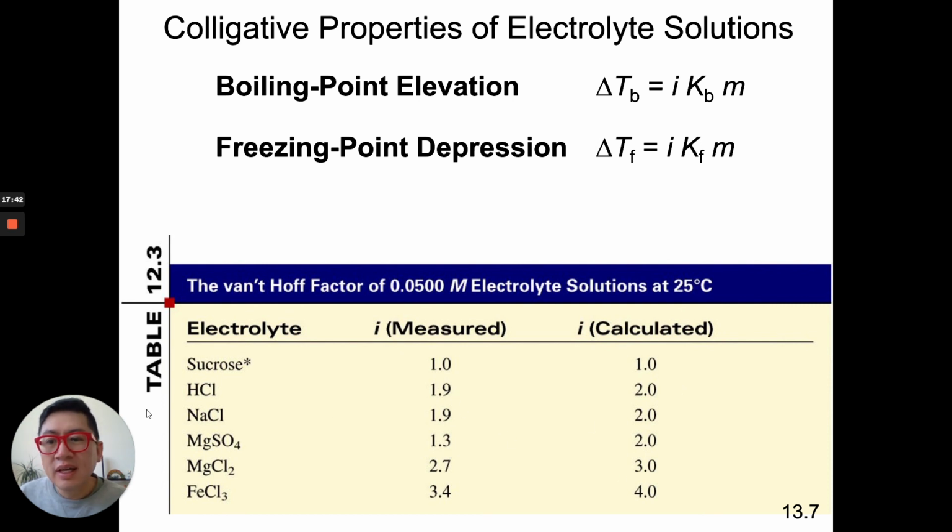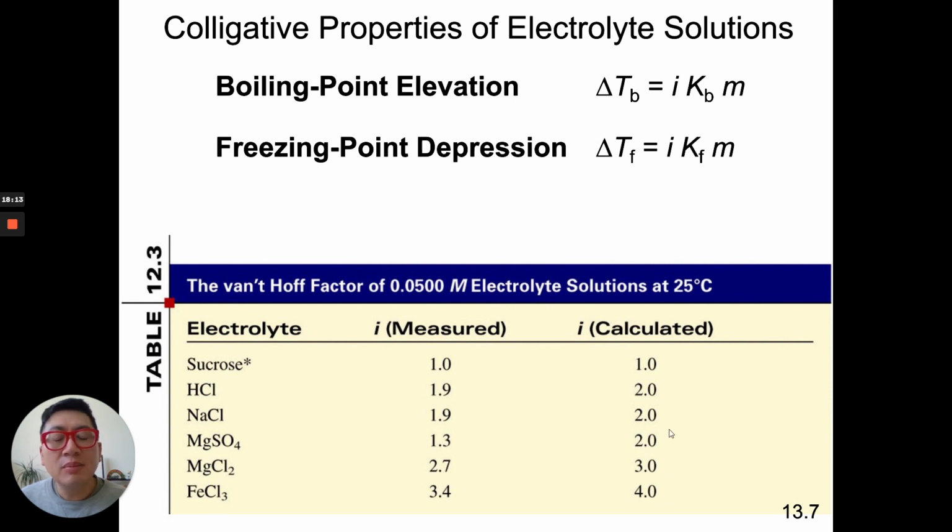That is the calculated one. HCl, 1 hydrogen, 1 chlorine. NaCl, 1 sodium, 1 chlorine. Magnesium sulfate, 1 magnesium. Sulfate is an ion. That's not 1 sulfur, 4 oxygens. It's 2 ions. Remember, sulfate is one of those polyatomic ions. I know that goes way back to chapter 2, but it's 1 ion. Magnesium chloride, 3 ions, 1 magnesium, 2 chlorines. Iron(III) chloride, 1 iron, 3 chlorines. So 3 plus 1, 4.